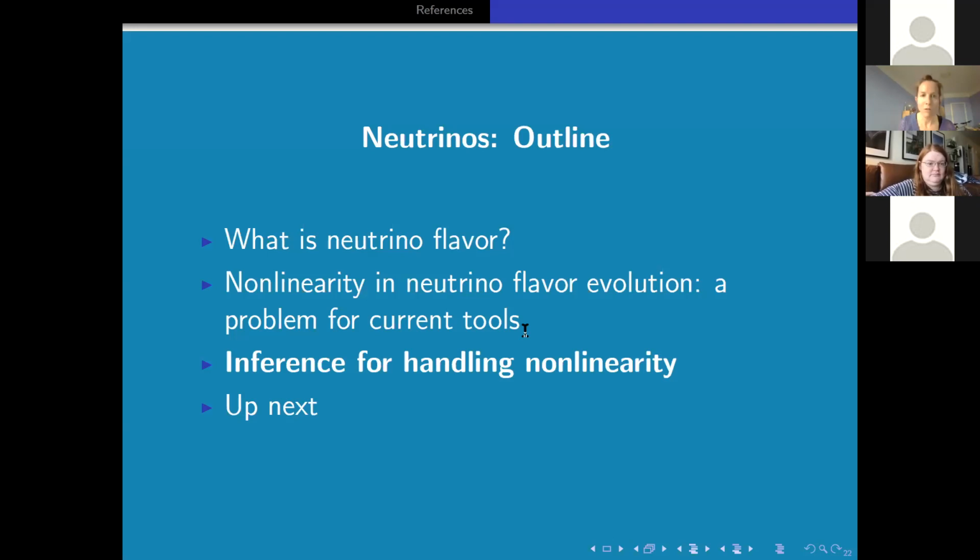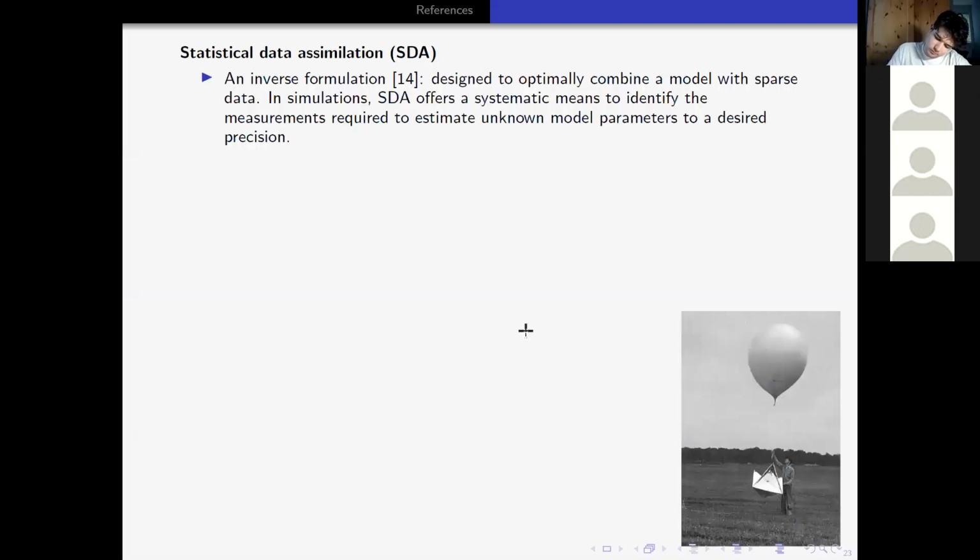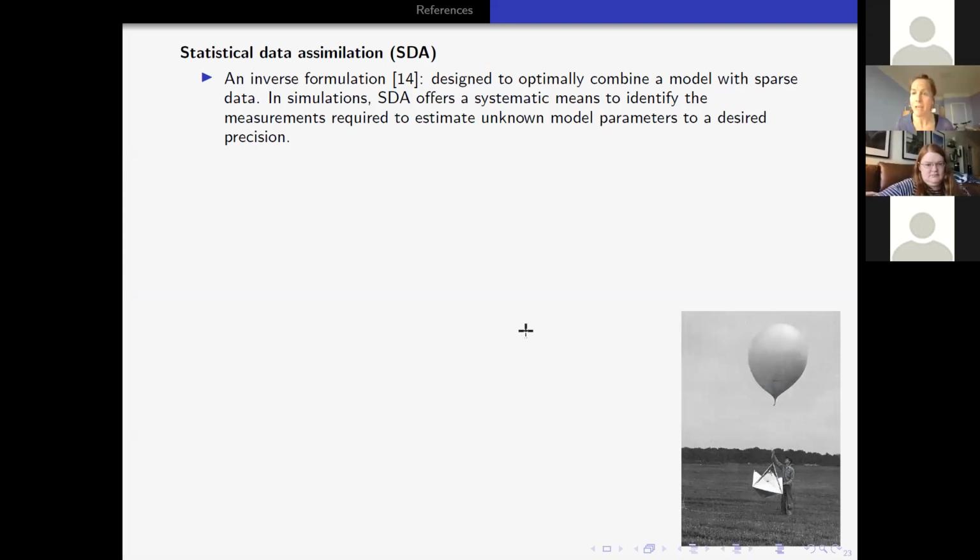Now, what is this inference procedure? We use a specific formulation. It's called data assimilation, statistical data assimilation. I hid the name from you until now because it's a horrendous name and I wanted you to show up to my talk. But there you go. This is what it's called. It's an inverse formulation. It's designed to optimally combine a model with sparse data. So that's its most defining factor, sparse data.